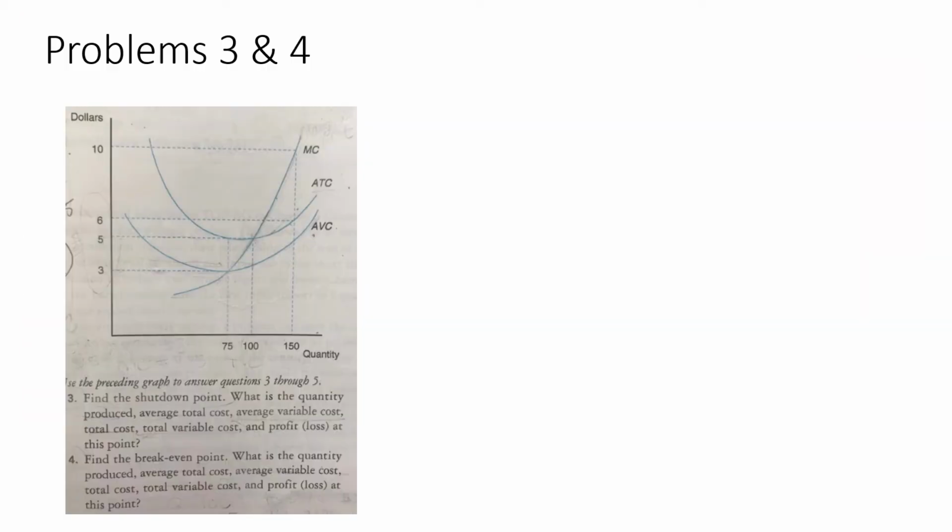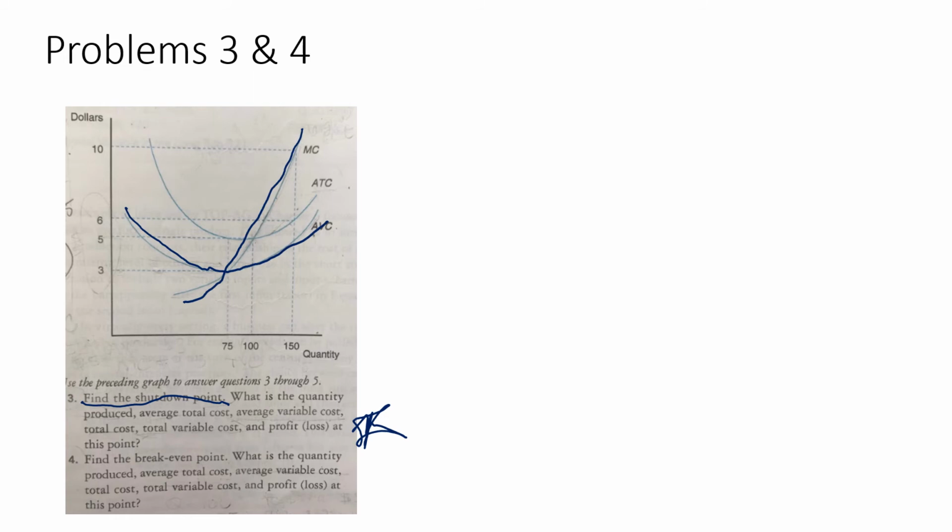So you have problems in your textbook number 3 and 4 that relate directly to some of the work that we did here. I'm not going to go through this whole problem, but I'm going to give you a couple hints here. So we need to find the shutdown point, and we need to know the quantity produced, the average total cost, the average variable cost, the total variable cost, and the profit at this point. Okay, so if you recall, the shutdown point is where the marginal cost curve meets the average variable cost curve.